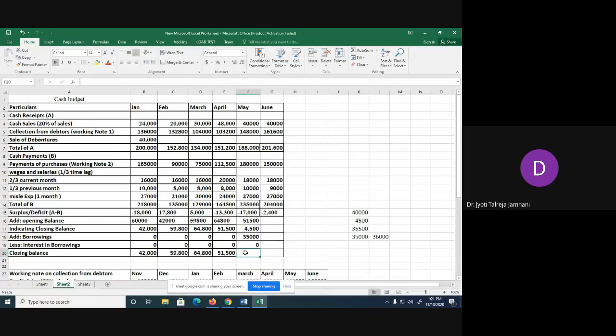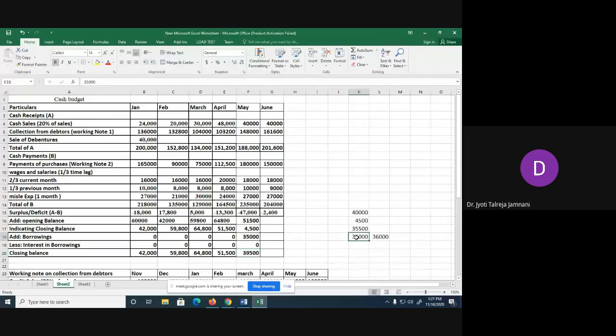So how much will be the balance? You see, 4,500 plus 35,000 will be 39,500. So what is happening? Again, it is less than 40,000. Are you getting the logic? Yes, ma'am. So I have to make it 40,000.